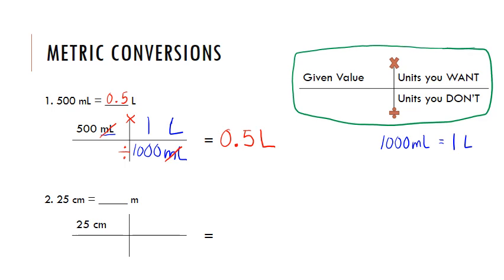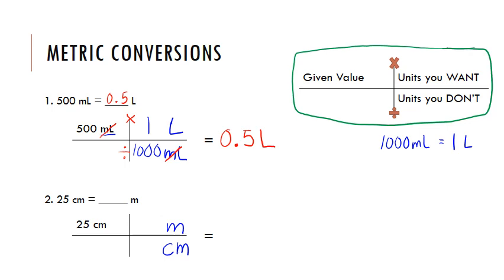The first thing we're going to do is fill in that same unit on the bottom. We want centimeters to go away. We're going to cancel them out so they go on the bottom. And we're going to put meters on the top because that is what we want. Then we need to figure out the relationship between centimeters and meters.